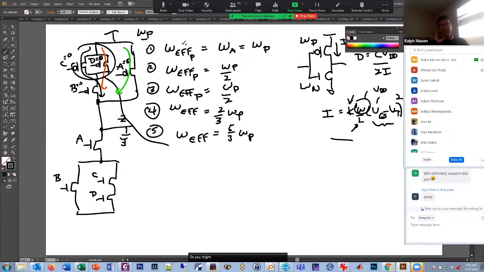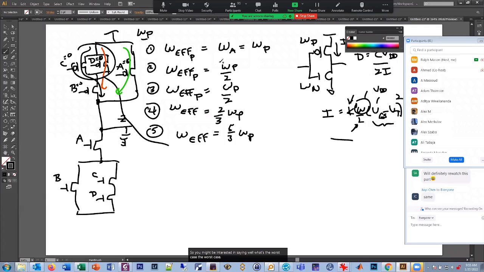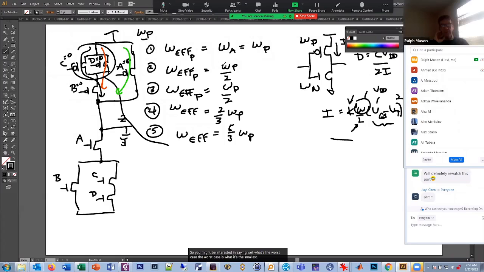So you might be interested in saying, well, what's the worst case? The worst case is the smallest W effective, which would be this one, right? That's the worst case. And the best case is when all of them are turned on. So the worst case is when I'm going through these 2 transistors in series. So the most transistors in series of a single path is the worst case. And the best case is when all the transistors are on. So this is the worst, and this is the best.